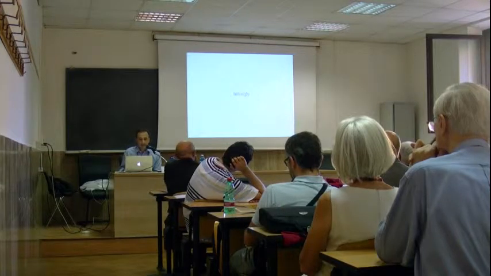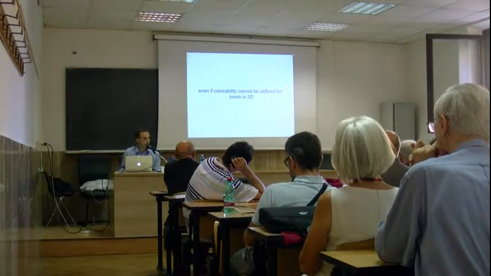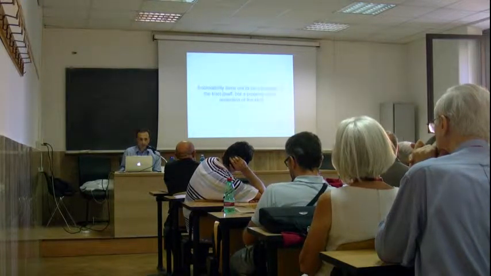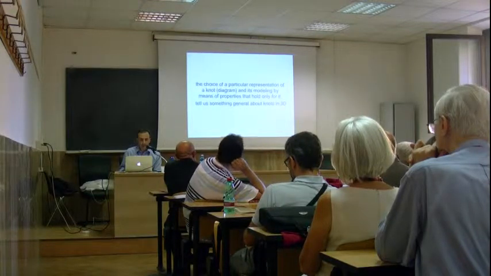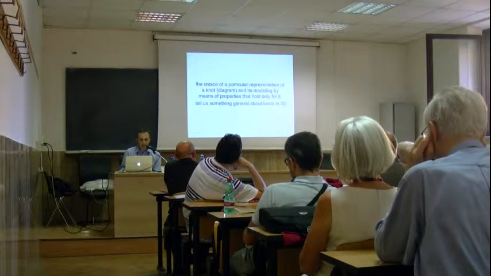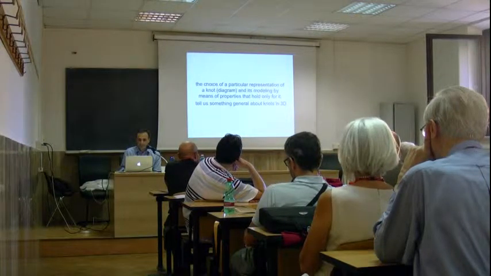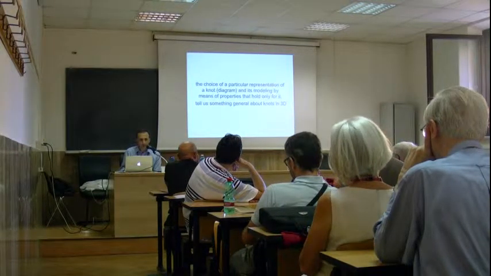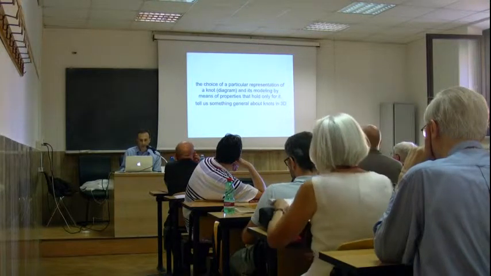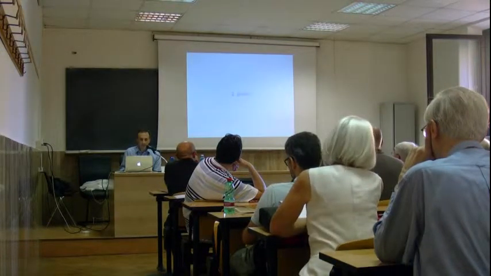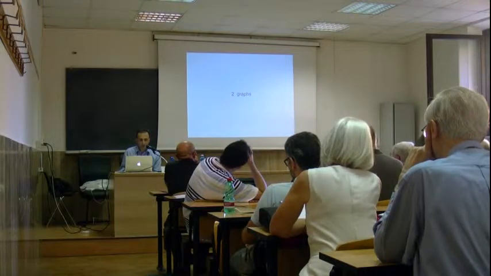So tellingly, even though colorability cannot be defined for knots in 3D, 3-colorability turns out to be a property of the knot itself, not a property of the projection of the knot. So the choice of a particular representation of a knot and its modeling by means of properties that hold only for it tell us something general about knots in 3D. That's an interesting point of the use of color in knot theory. So let's now have a look at the second approach, the one based on graphs.